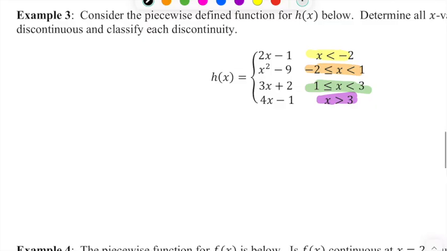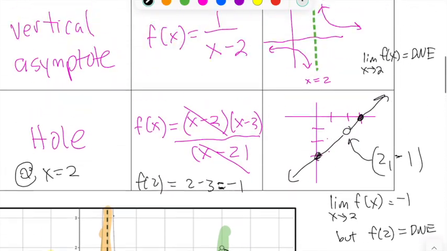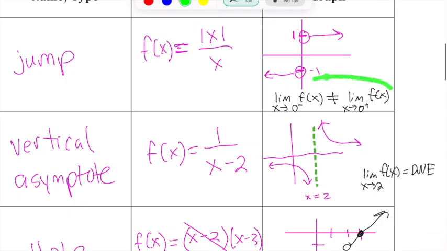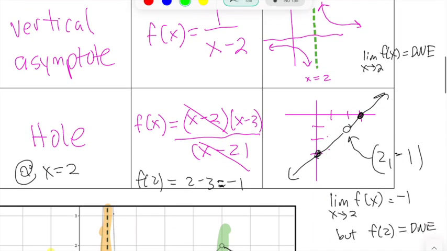So example 3, piecewise function. We need to determine all the x values where we're discontinuous and classify. All right, so we're going to have to test a couple points here. We're going to have to test the boundaries. So -2 is where we're going to test. We're going to have to test 1, and we're going to have to test 3. So let's test x equals -2. So let's, again, and if we come back up here, we got to look at limits. So we got to check the left and right-hand limits to see if they exist. And then if they do exist, we still have to check that we are defined.